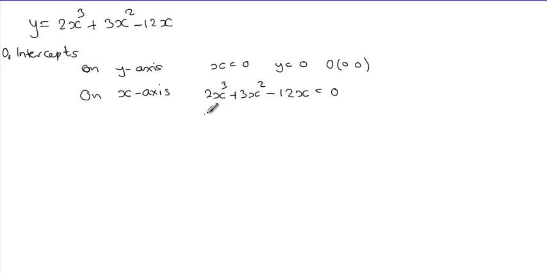So we are left, we can do it this way: 2x squared plus 3x minus 12 equals 0. Already x is 0, so we've got that one. It's not a problem. So for the other one, we can say 2x squared plus 3x minus 12 equals 0. Can we factorize that? Can you factorize that? If you cannot factorize, you can use the formula. Check if you can factorize that.